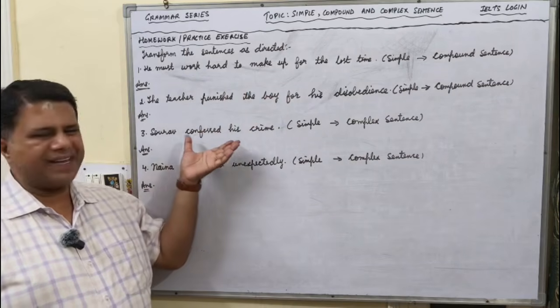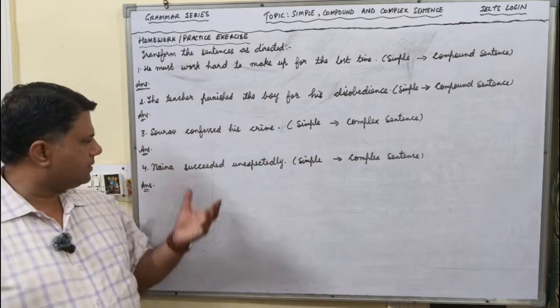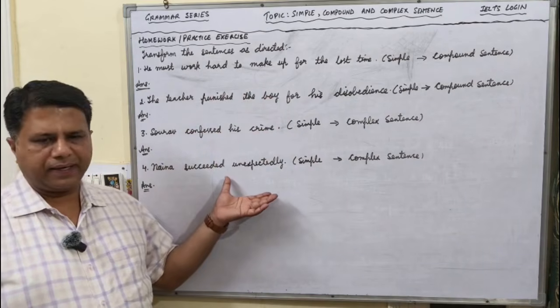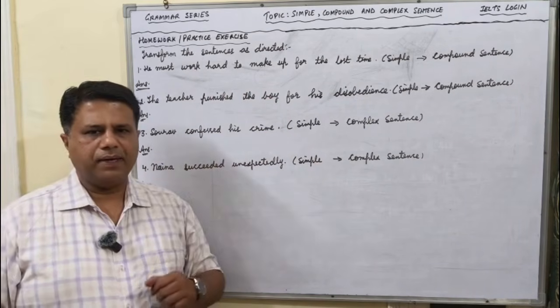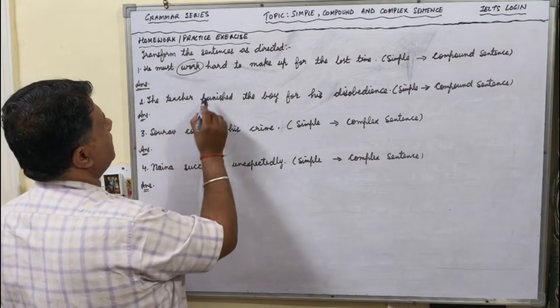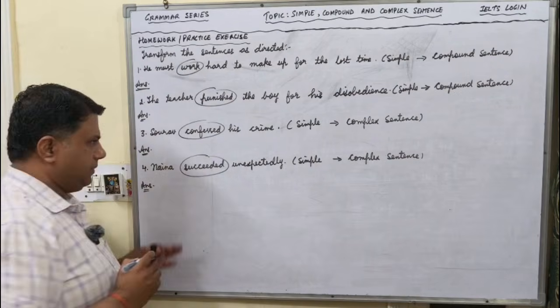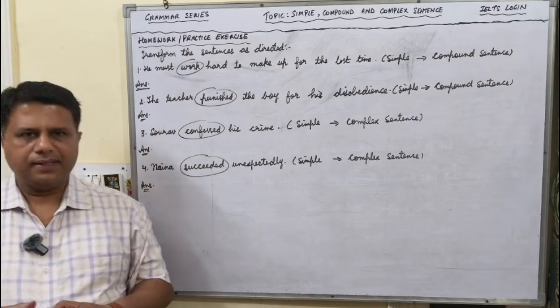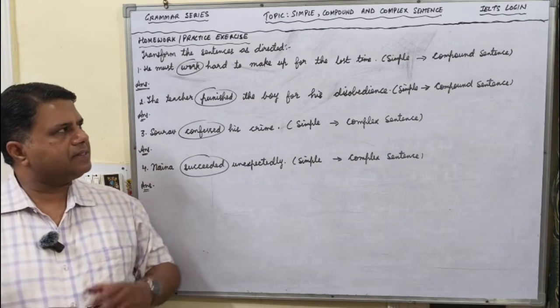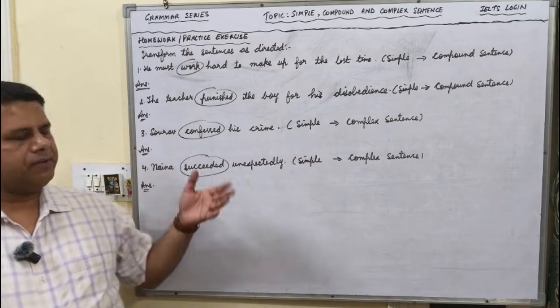Then, Saurabh confessed his crime. This is also a simple sentence. Change it into complex. Nana succeeded unexpectedly. From simple to complex, change it. So work is tense element, punish tense element, confess tense element, succeeded tense element. So these are simple sentences. Two sentences from simple to compound, two sentences from simple to complex.